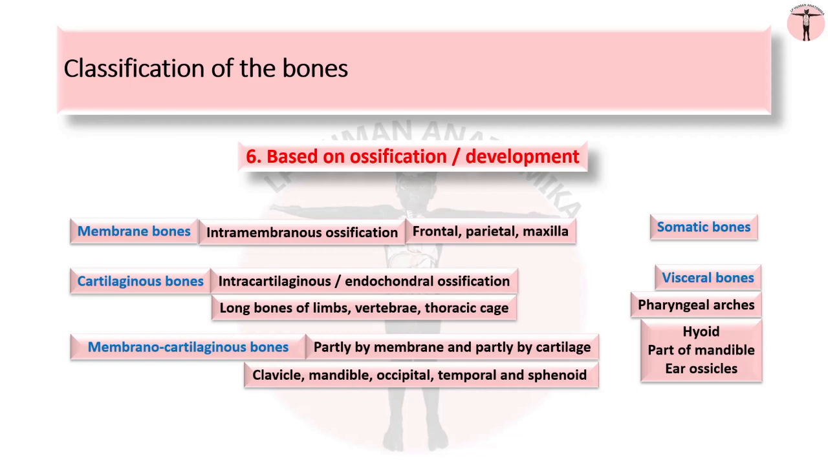To recap, until now we have discussed the introduction, functions, and the different types of classification based on position or region of the bones, shape of the bones, gross structure of the bones, microscopic structure of the bones, location and development of the bones. In the next session, I will be discussing the terms used for describing the bone features.